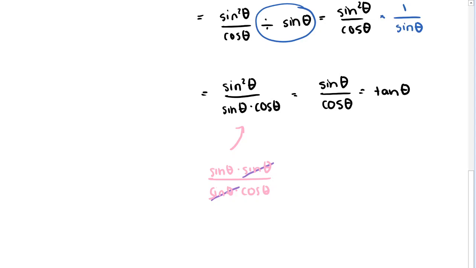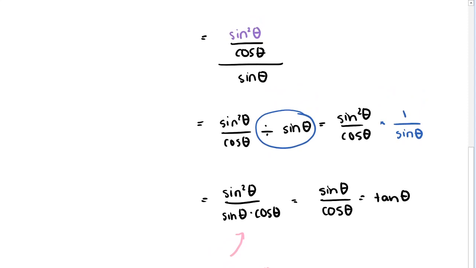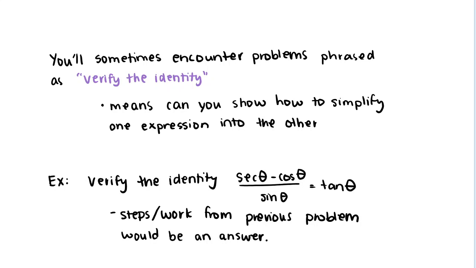Okay, so that's one way of simplifying that original trigonometric expression. And something I'd like to mention is that there's typically multiple paths to simplifying a trigonometric expression. This is just one of them, and probably the one that I find the clearest. So another kind of problem you'll encounter is one phrased as verify the identity. Usually they'll give you an equation, a left expression and a right expression, and ask you to show how you can simplify one expression into the other.